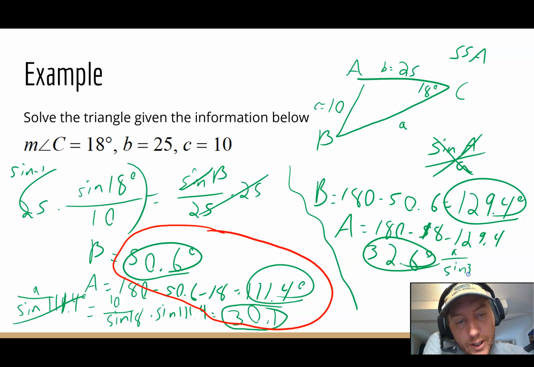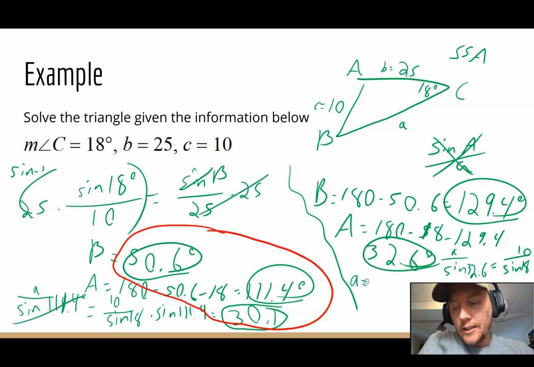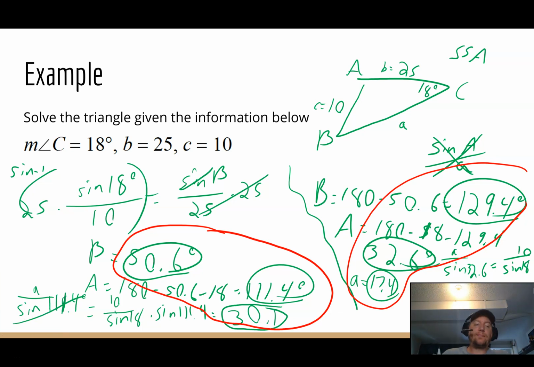A over sine 32.6 equals 10 over sine 18. And multiply by sine 32.6. So 10 times sine 32.6 divided by sine 18 gives me a little a as 17.4. So that is my other potential solution. So two solutions, we found them both.